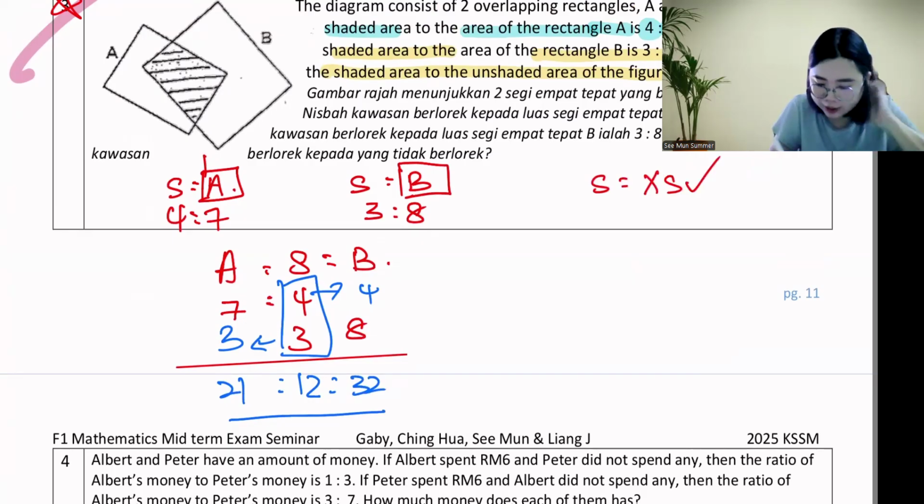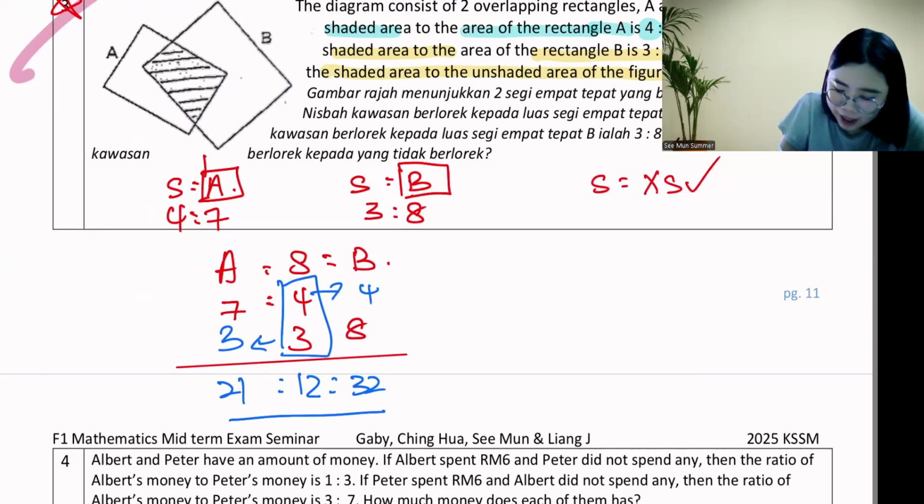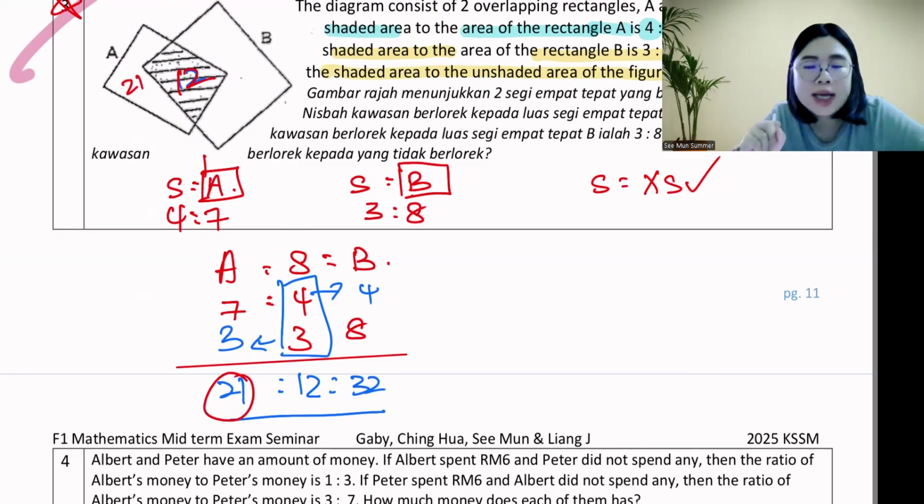So I follow this. So remember, S is the shaded one. So shaded one is how much? It's 12, right? Correct. So I write 12 in the middle. Because I know 12 is the shaded one. How about the non-shaded area? Can I straight away write 21 here? Yes or no?